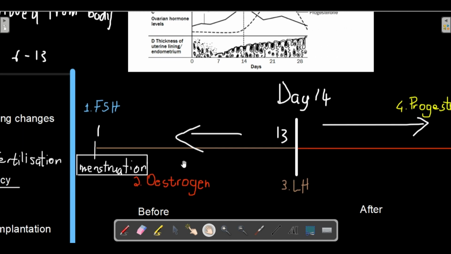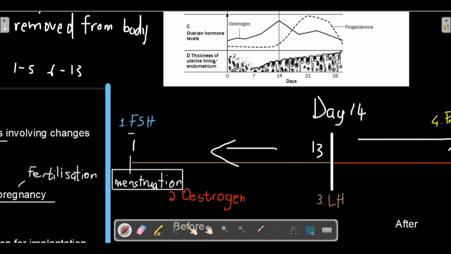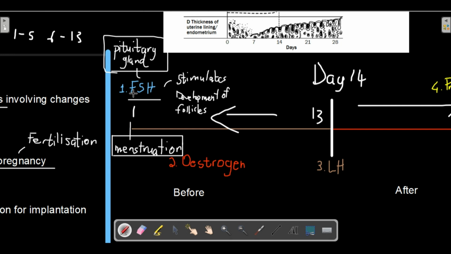Now, while menstruation occurs during the first day of the menstrual cycle, FSH does its job of stimulating the development of follicles. FSH is produced by a gland in the brain that we call the pituitary gland or hypophysis. You have to know what gland produces which hormone, okay? That is very important. So, on day 1, while menstruation is occurring, the pituitary gland in the brain secretes a hormone called FSH, which is follicle stimulating hormone.